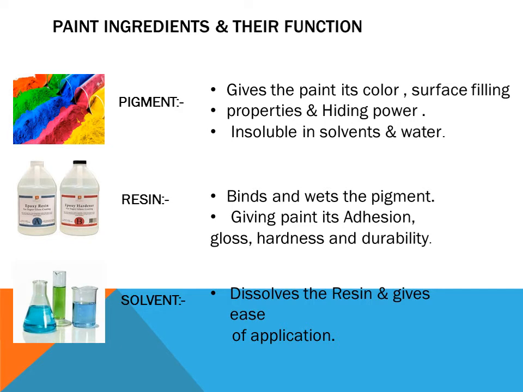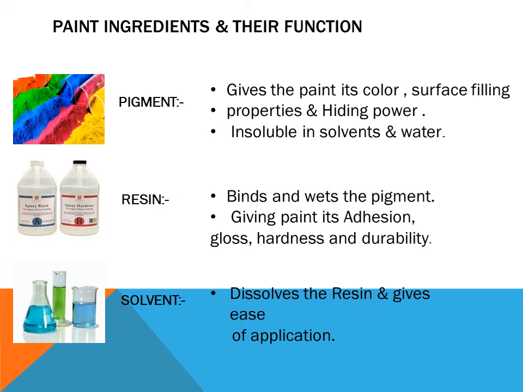So now here we'll discuss the paint ingredients and their functions. As I already told, paint is not a simple material. It's a complex mixture of different materials like pigment, resin, solvent, and two more, thinner and additives. So first we'll discuss pigment. What is a pigment and what is the function of the pigment?